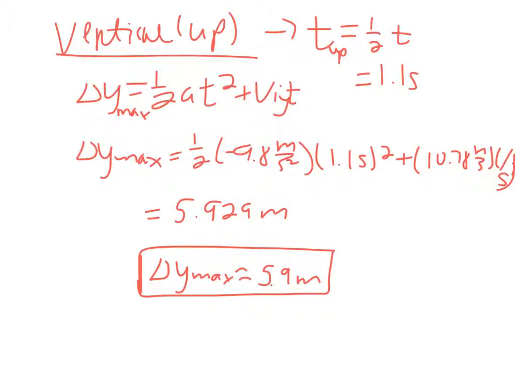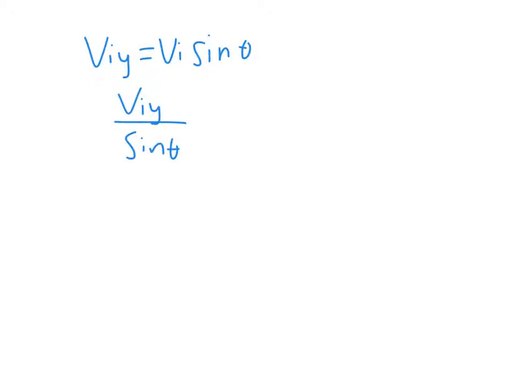Now the last thing it's asking us to find is our v initial. Again, I'm just going to use the vertical. I already know what v initial y is, and I also know that v initial y is equal to v initial times the sine of the angle. So v initial y divided by the sine of the angle will give me my actual initial velocity.